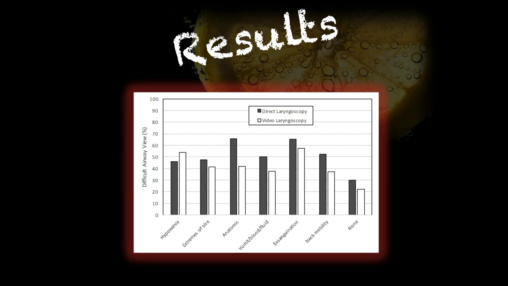So let's look at the results. As you can see here in this chart, the DL versus VL, we look at difficult airway percentage, and you have the elements of our HEAVEN criteria. Notice that for patients that had hypoxemia, for example, more times than not, a video laryngoscope was used. Extremes of size, it was more of a DL approach. Anatomic disruptions was more of a DL approach. Vomit, blood in the airway was more of a DL approach. And you can go all the way across to exsanguination, neck mobility.